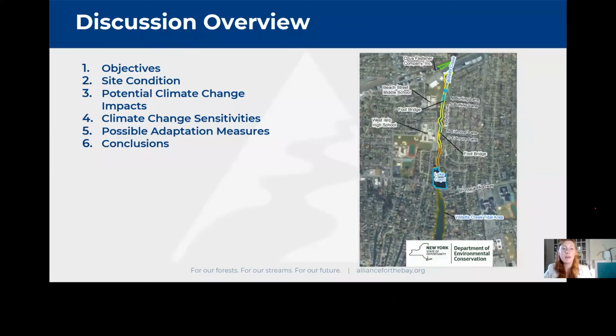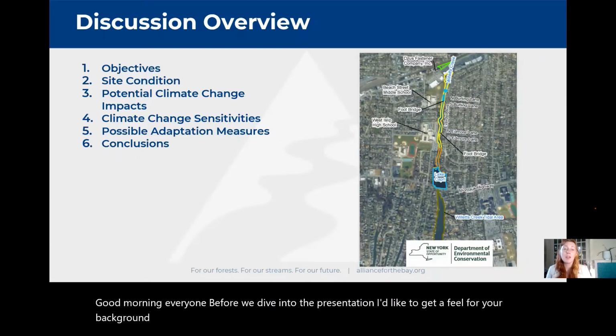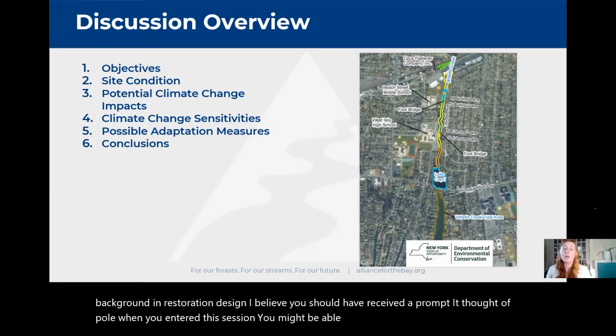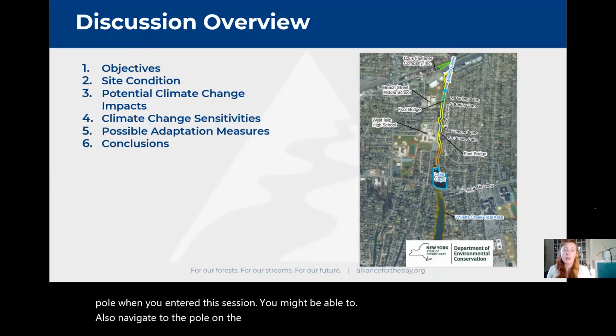Good morning, everyone. Before we dive into the presentation, I'd like to get a feel for your background in restoration design. I believe you should have received a prompt to fill out a poll when you entered this session. You might be able to also navigate to the poll on the right-hand side of your screen.